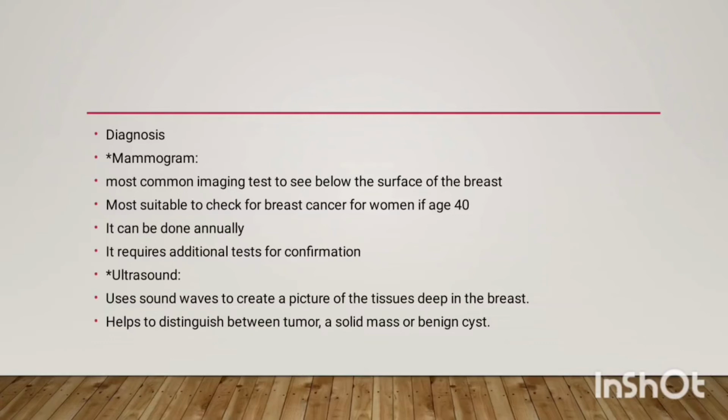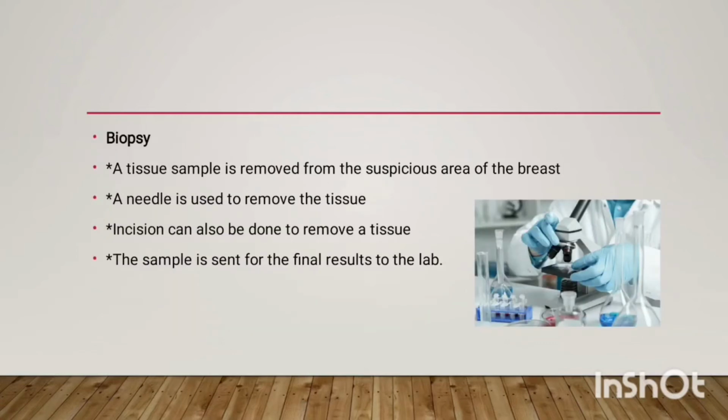If we talk about ultrasound, then it uses sound waves to create a picture of the tissues deep in the breast, and helps to distinguish between a tumor, a solid mass or a benign cyst. The last one is biopsy. This is a very important and very helpful procedure. A tissue sample is removed from the suspicious area of the breast. A needle is used to remove that tissue. Then an incision can also be done to remove tissue. Then the sample is sent to the lab for the final results.